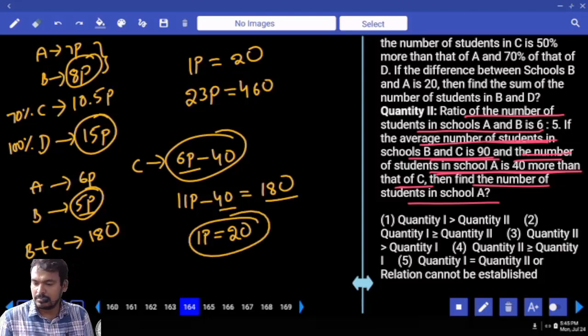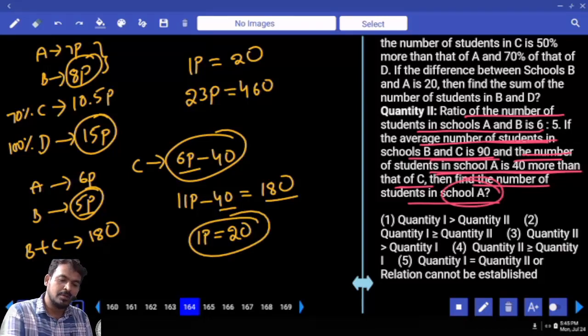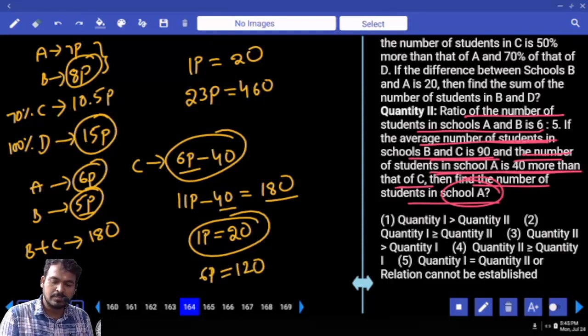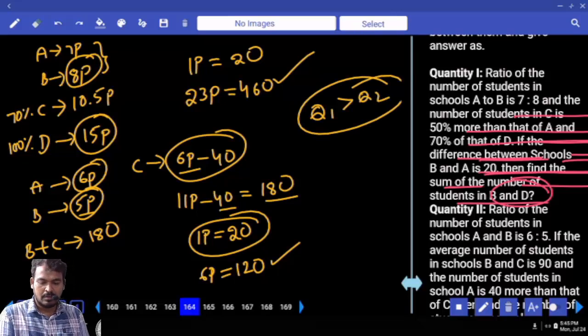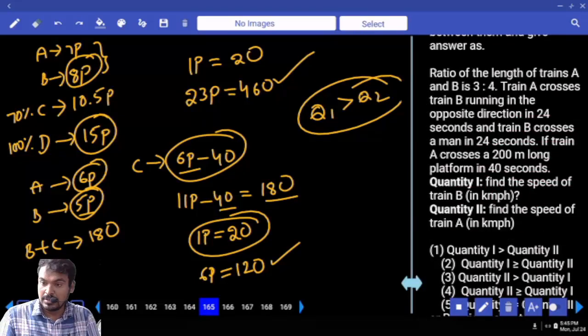What is the question here? A value here. How many parts? 6 parts. What is the answer? 120. What is the Q1 value? 460. Q2 is 120. Then the answer is Q1 is greater than Q2. Next, 165.